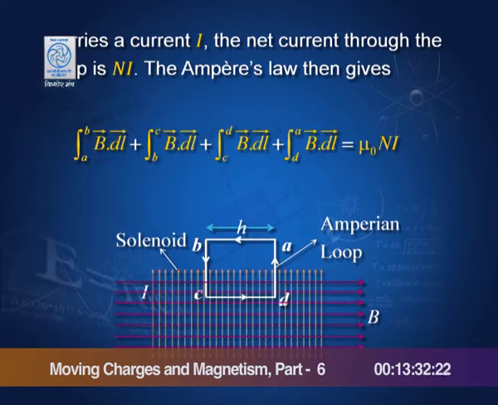and applied to this loop, Ampere's law says that the integral from B to A of B dot dl, plus C to B of B dot dl, plus C to D of B dot dl, plus D to A of B dot dl, all that must be equal to the current inside this loop. And what is the current inside this loop? If there are n turns in the loop, then this must be equal to mu 0 into n into I. And now we shall evaluate these.